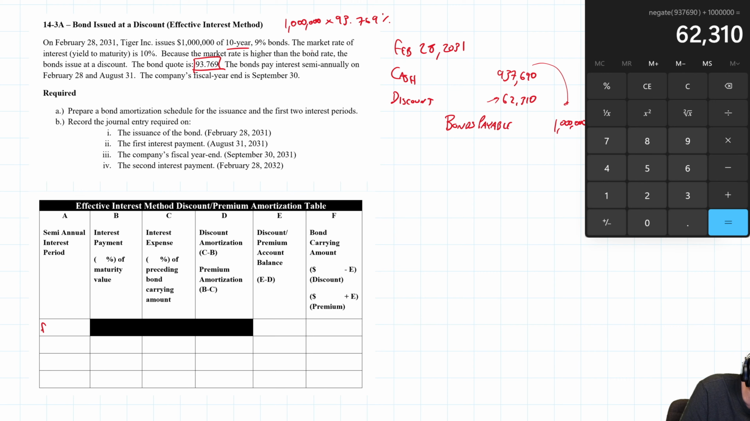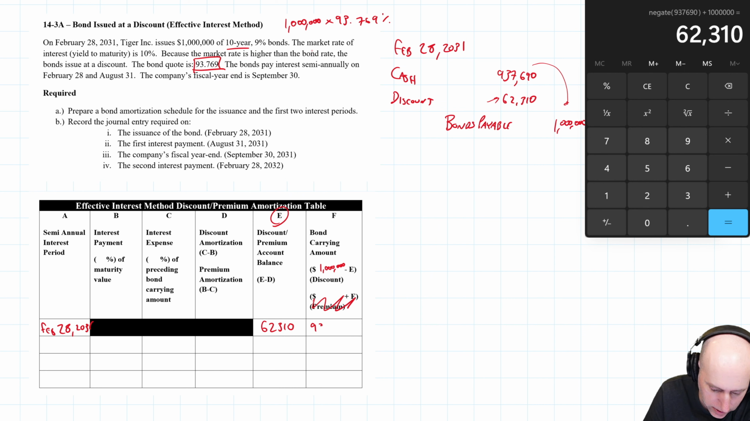Okay, the issuance was Feb 28th, 2031, and on the issuance date, there's no payment, there's no interest expense, there's no discount to be amortized, but there is a discount balance. We have a discount balance of $62,310, just looking at my journal entry, and the bond carrying amount, you can see it's discount, so I'll scratch out premium. The number you put in here is the face value of your bond, so it's $1 million minus whatever's in column E, $1 million minus 62,000. It's actually the amount of cash you got, 937,690. That's what goes in here. And if you do the math, $1 million minus 62,310 equals 937,690.